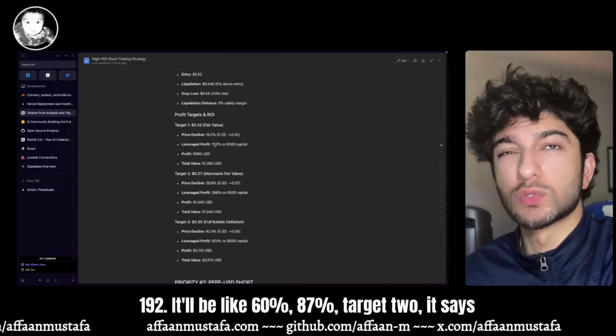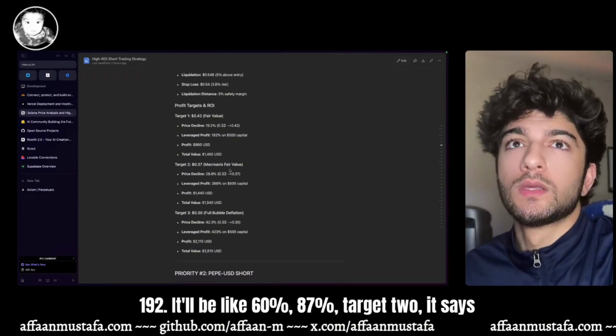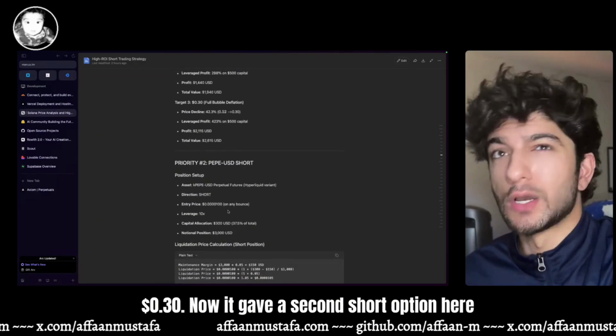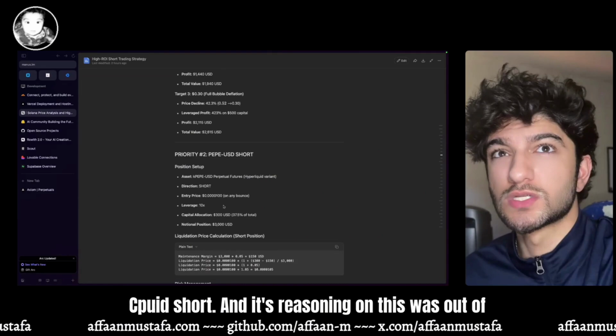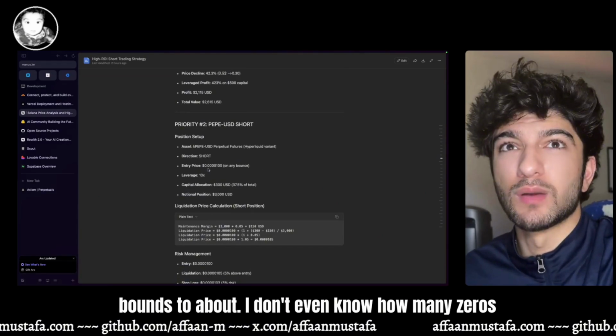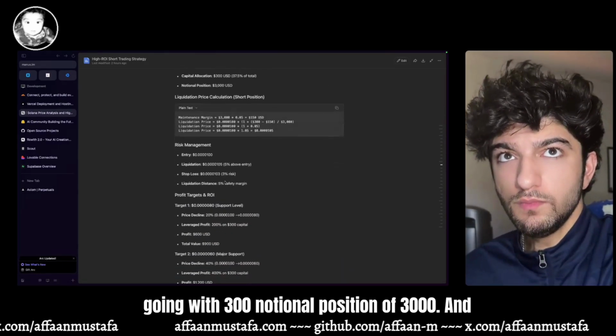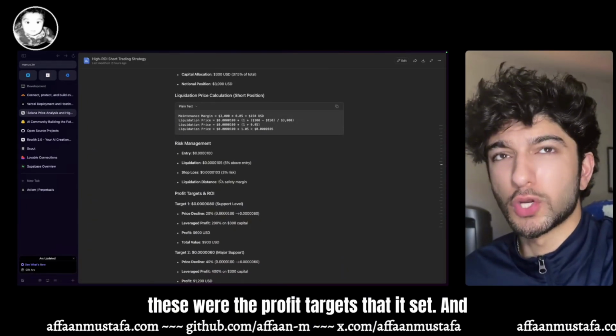That's not true. It's not a leverage Russell 192. It'll be like 60%, 57%. Target 2, it says the macro axis fair value is 37 cents. And then target 3 is a full bubble deflation, which is 30 cents. Now, it gave a second short option here, KPAP USD short. And its reasoning on this was out of bounds to about, I don't even know how many zeros that is, 5 zeros and 1. At 10x leverage, going with 300, notional position of 3,000. And these were the profit targets that it set.